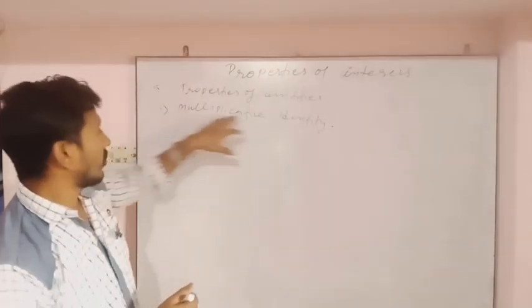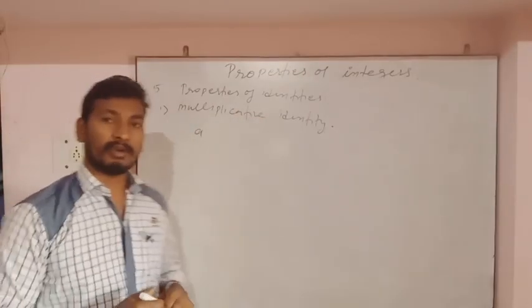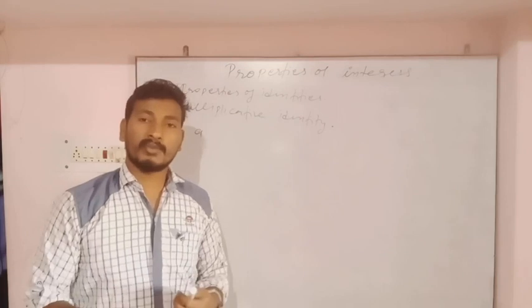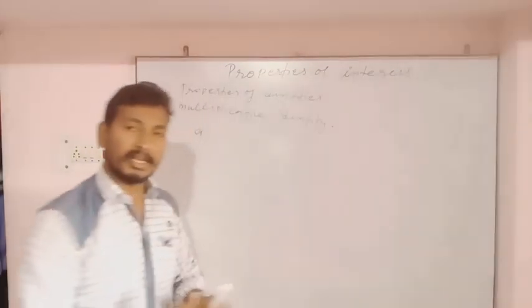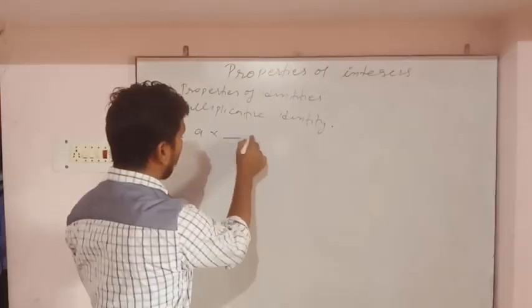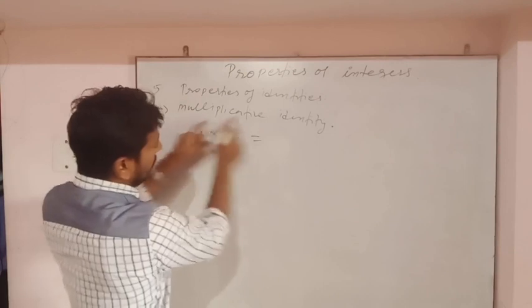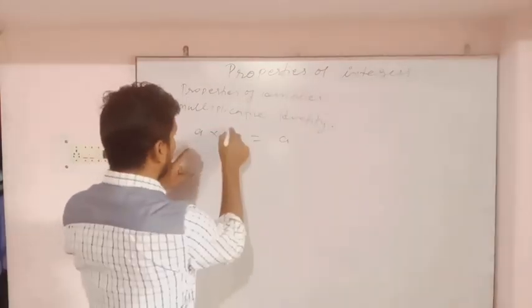So in this property, let A be an integer. Now what number should we multiply to A so that the same integer will come? It means A will come. So by what number should we multiply A to get the same integer? Then what will you say? Sir, we multiply by 1.